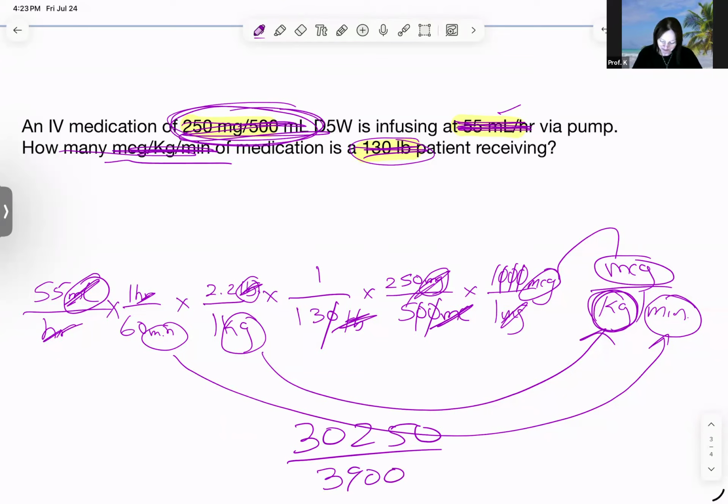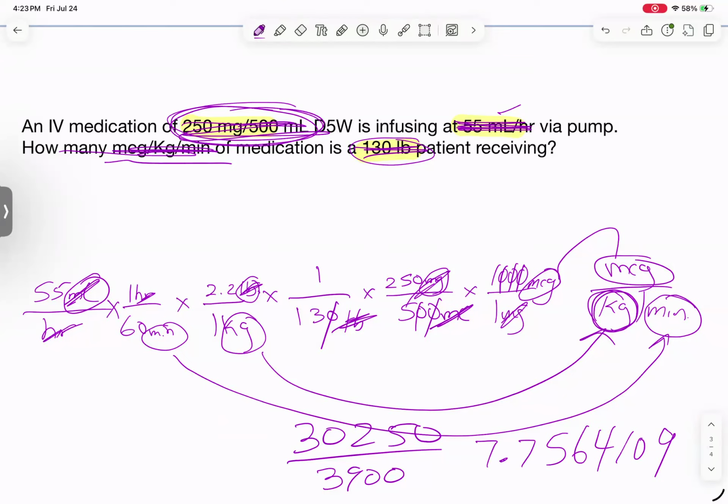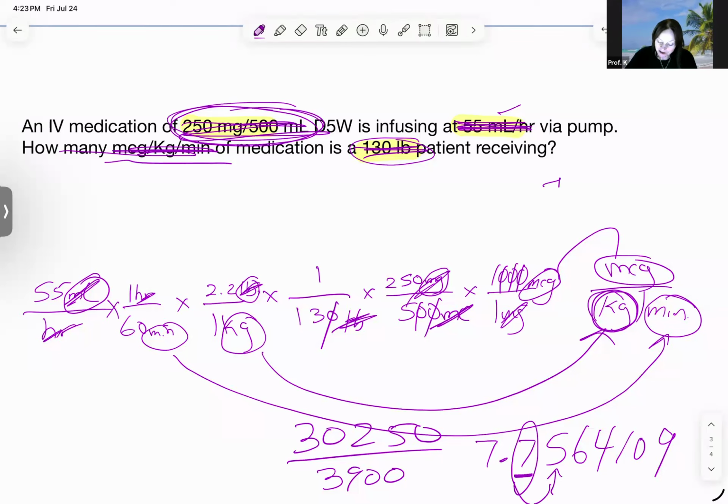And now I'm going to divide. And it's going to give me 7.7564102. So what do you think my final answer is? 8. I heard 8. Any number between 1 and 10, we round to the tenths. 7.8. I look to the right, it's 5 and up. I'm going to change the 7 to an 8. So 7.8 micrograms per kilogram per minute.